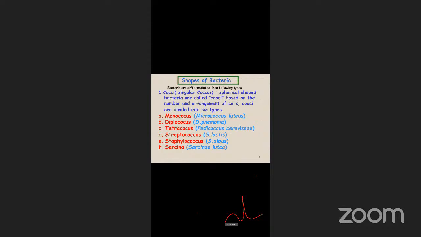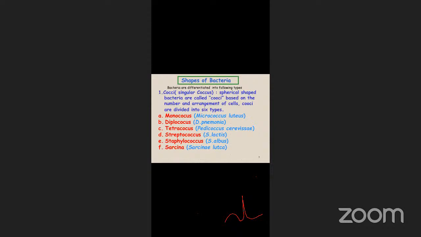Example is Diplococcus pneumoniae. Next one is tetracoccus. Tetra means four, a group of four cells. It is called tetracoccus. Examples of tetracoccus are Pediococcus cerevisiae and Neisseria. It is also an example of tetracoccus bacteria.